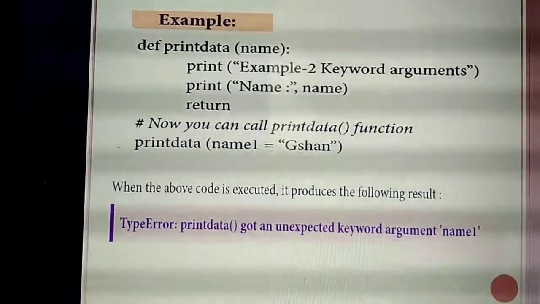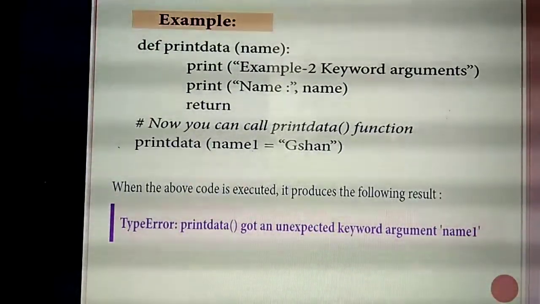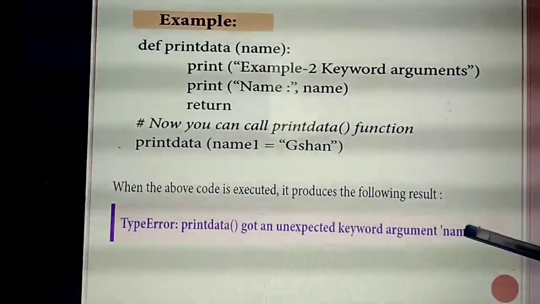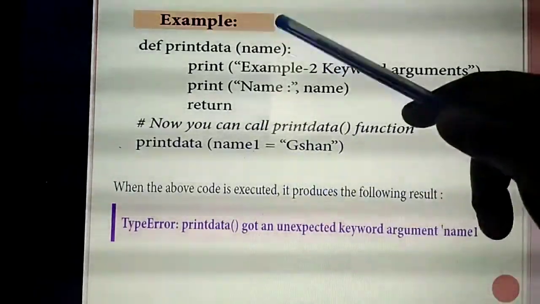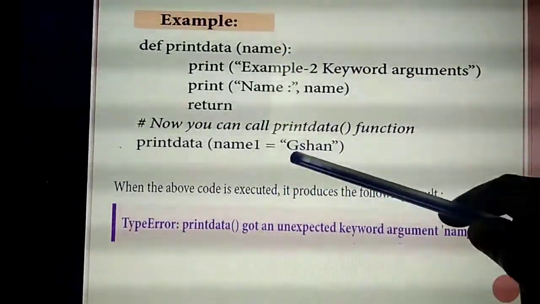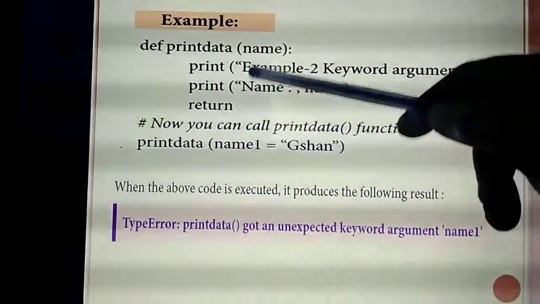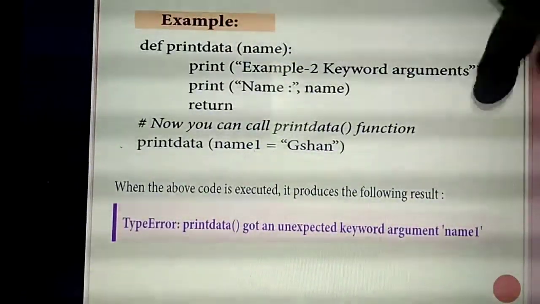Understand? So you can easily identify the error here, not like in a C++ program. If you understand and write the program, you can easily identify it. So what is the error you are getting? Name 1 is not declared here, but you are calling name 1. To get the output, either you need to use name here, or otherwise you need to change the argument to name 1.